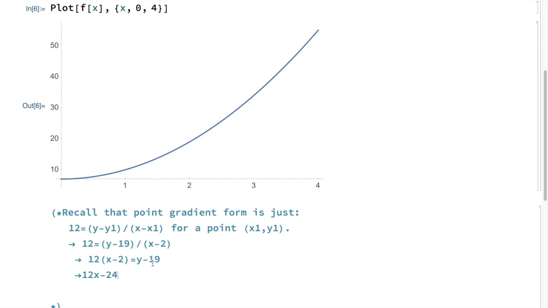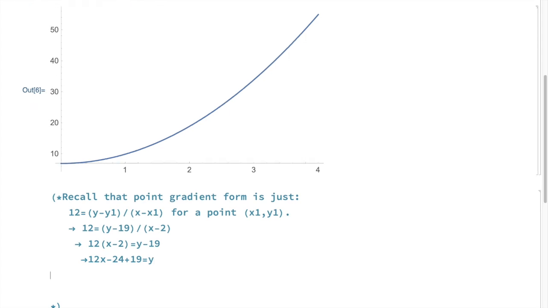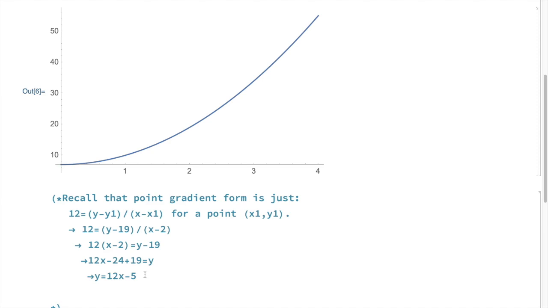And why don't I add the 19 to the other side here? You know, because I need the y all by itself. So I'll add 19 to that, and then I'll have y. So my final thing is just going to be y is equal to mx, which is 12x. And then what's negative 24 plus 19? Well, it's minus 5. All right, so y is equal to 12x minus 5.